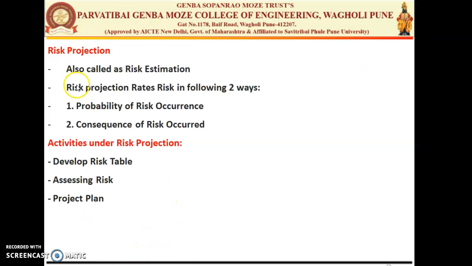So next is your risk projection. So risk projection is also called the risk estimation. The risk projection rates the risk in the following two manners. So we have two different ways to rate a risk. The first is the probability of risk occurrence and the second is the consequence of the risk occurred.